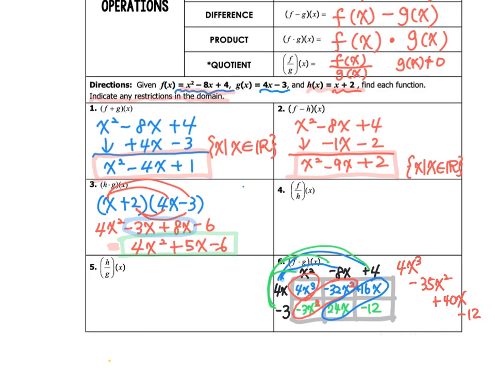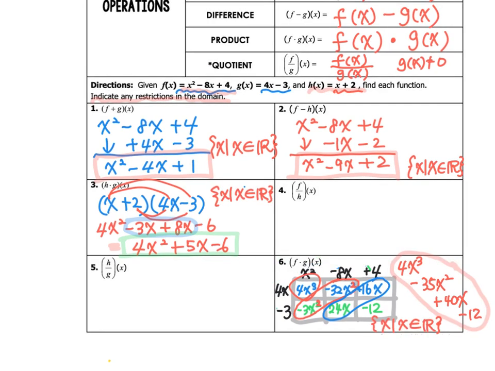All right, let's try now the division. Number 4, f of x over h of x. So it will be x squared minus 8x plus 4 over x plus 2. And sometimes you can factor them out, but in this case, we're just going to leave it as it is. So that will be your answer.